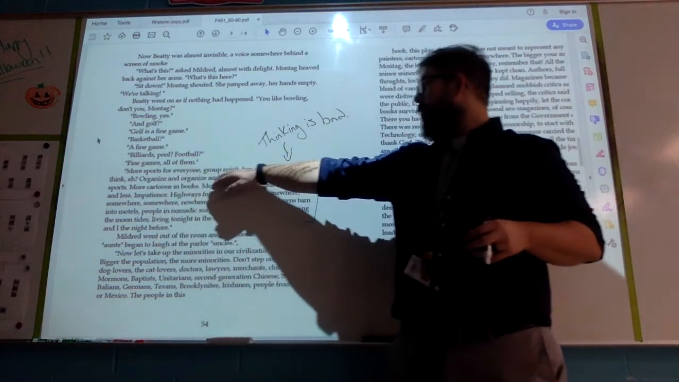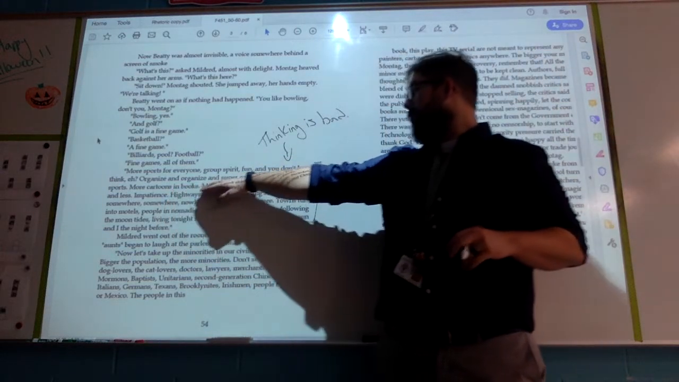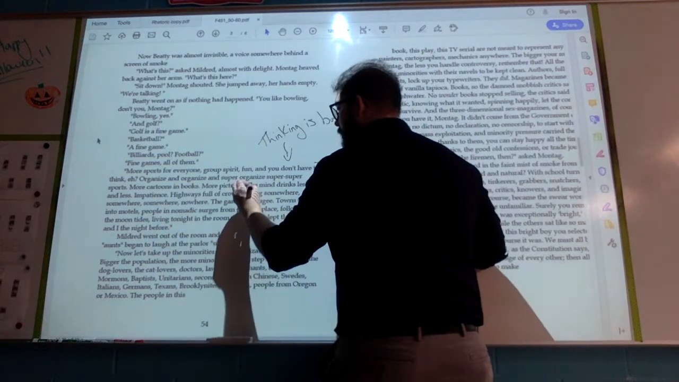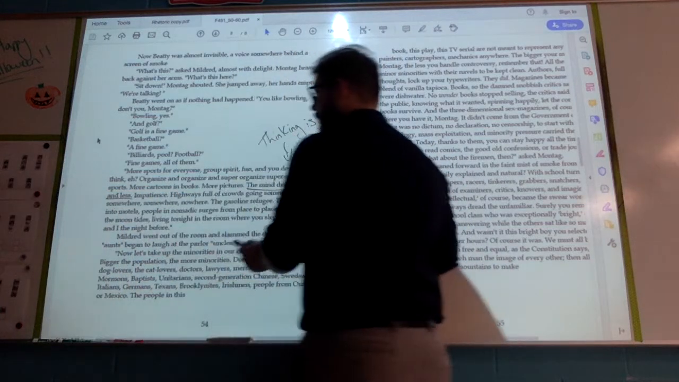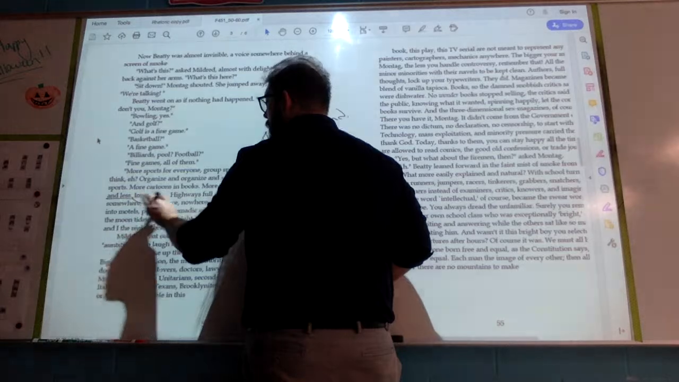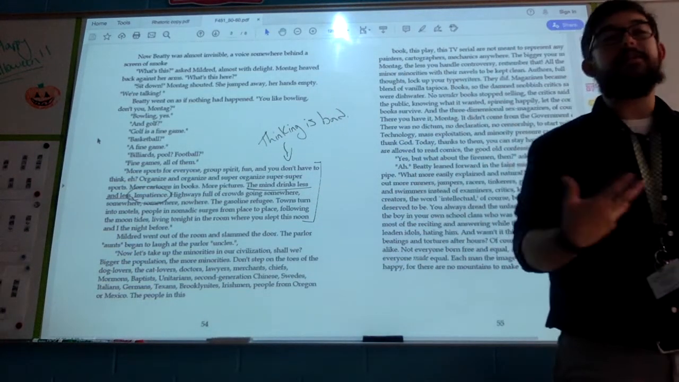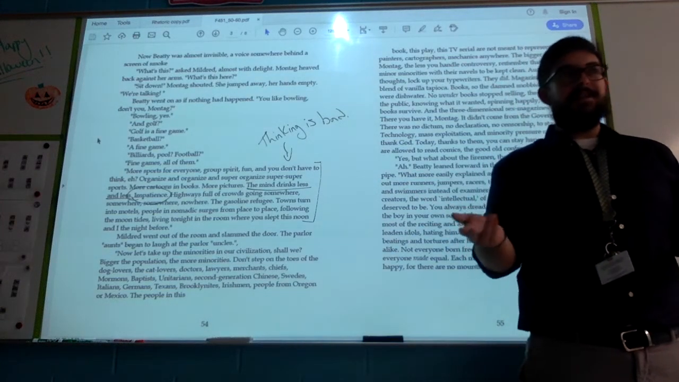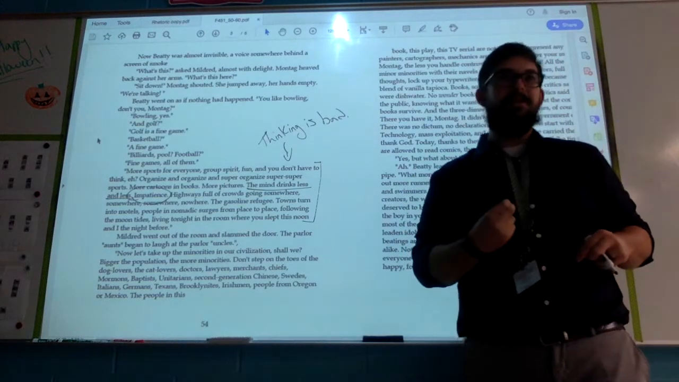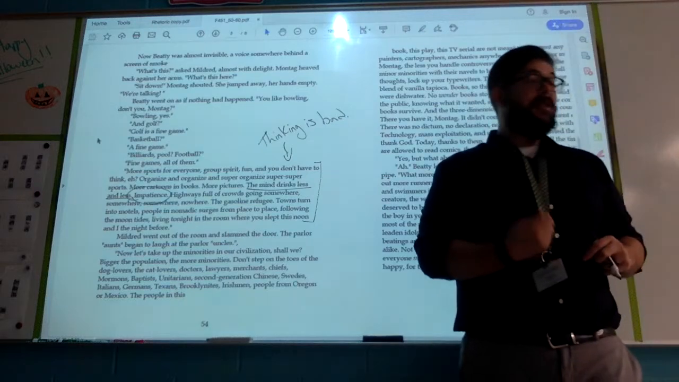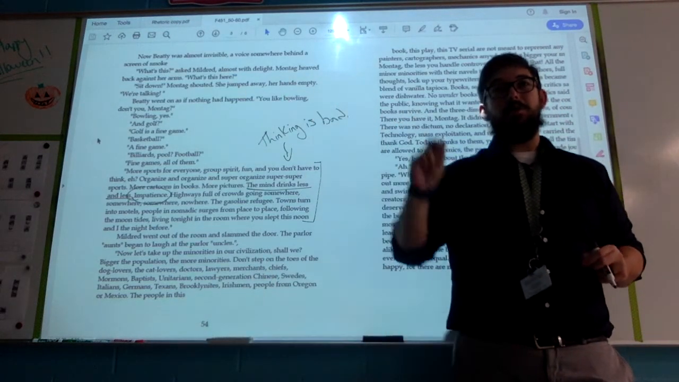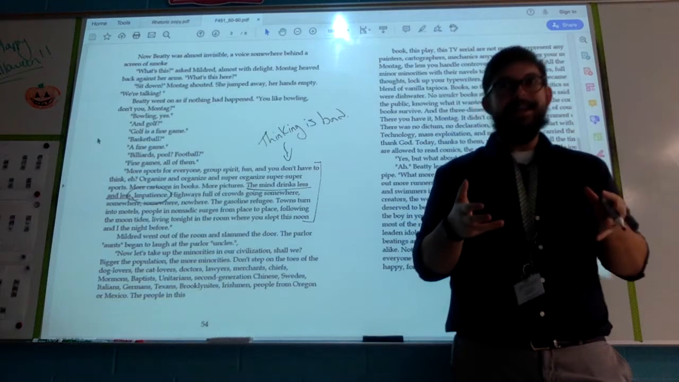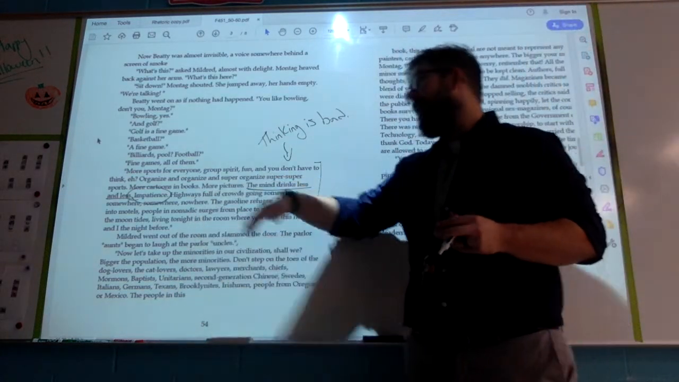"More sports for everyone. Group spirit, fun, and you don't have to think, eh? Organized and super sports. More cartoons and books, more pictures. The mind drinks," I'm going to underline this, mind drinks less and less. We are seeing that today, and the less your mind drinks, the less intelligent you get, the more impatient you're likely going to be. Aren't we seeing that today? Heck, go on 240 right now. I guarantee you're going to see a lot of impatience, a lot of anger. Today, I had a lady driving in front of me going 25 down Rasco, and I almost rammed into the back of her car because I was so annoyed at how slow she was going. This is happening to us today.